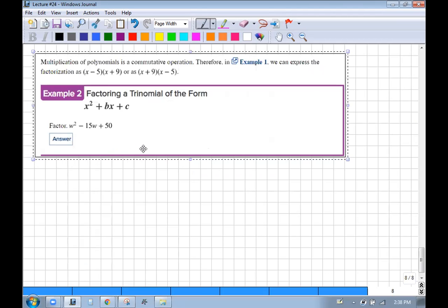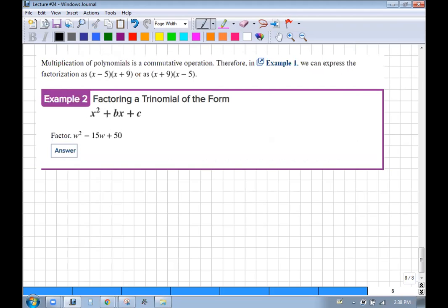Multiplication of polynomials is commutative. Therefore, in example 1, we can express the factorization. You can basically, it just means you can turn it around, right? You could put the x minus 5 second. It's because a times b is the same thing as b times a. That's what they mean by multiplication is commutative. You can switch the order, it doesn't matter.